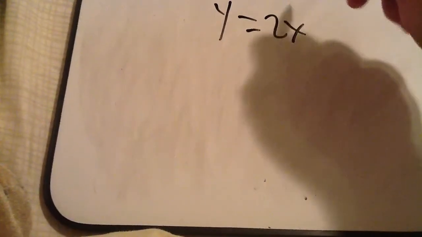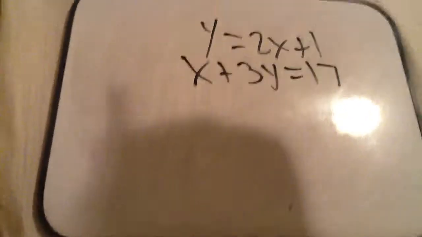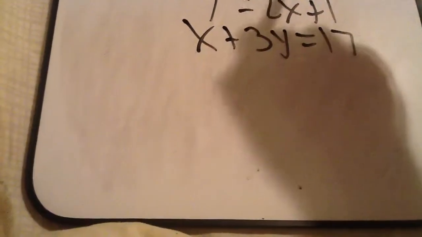Gonna have 2 more examples. Now this is also going to be pretty different than the other two. y equals 2x plus 1 and x plus 3y equals 17. Now you're going to plug it in for the y.